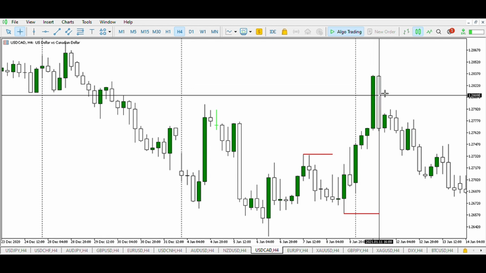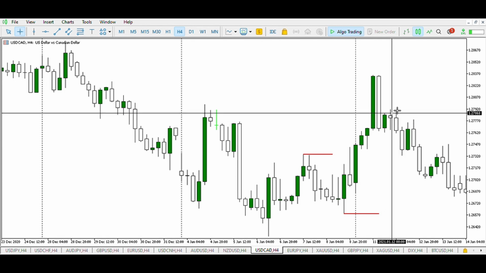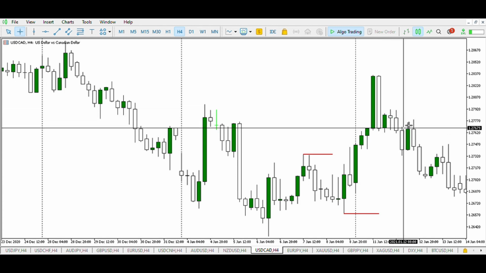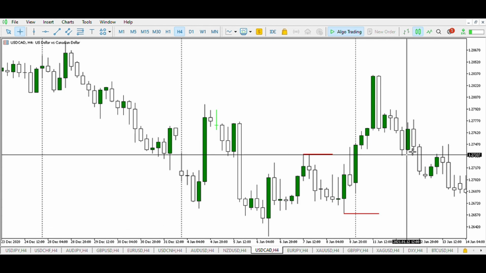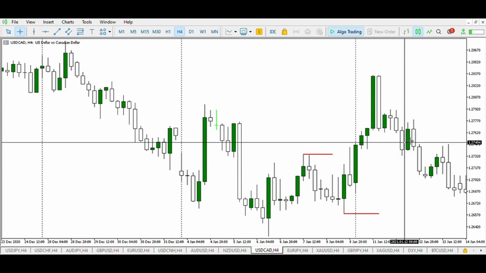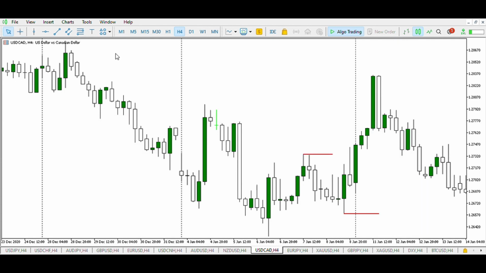Let us take another example. Right here, you can see this is a swing high here. This is a swing high here, and here we have a swing low. So let us dissect what happens right here and how the institutions manipulate these swings.